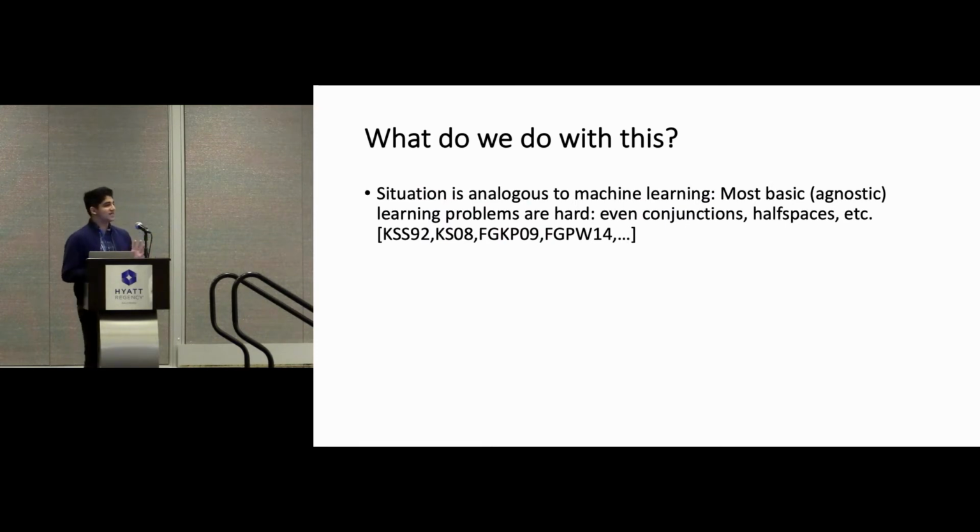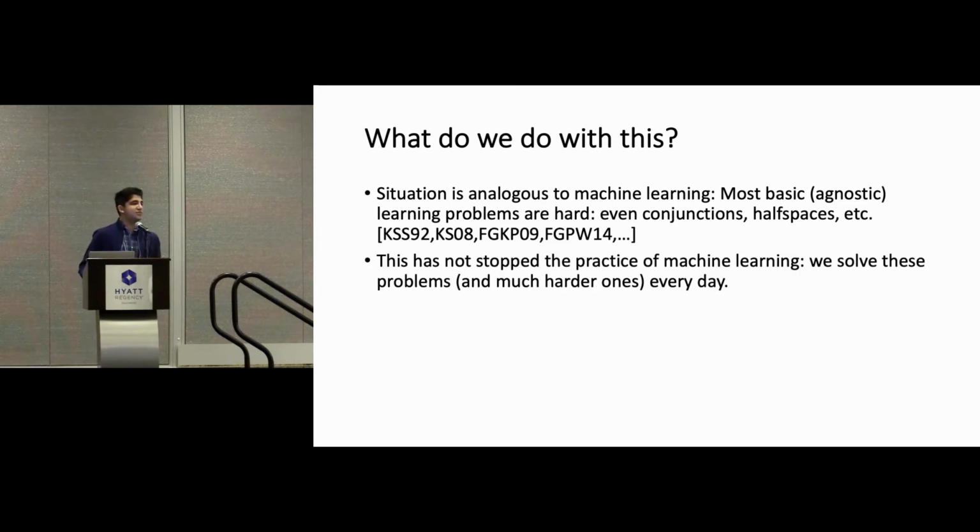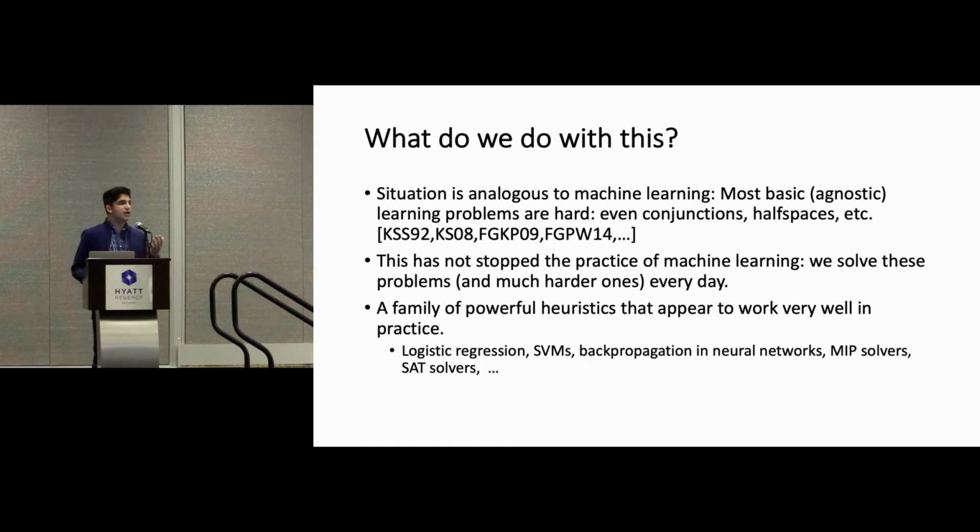So let's take a step back and draw an analogy to the situation in machine learning, where again, the basic learning problems are computationally hard, agnostic learning problems, even for things like conjunctions and half spaces, but this hasn't stopped the progress of machine learning. We still solve harder problems than this every day, and the reason we can do this is because performance is empirically verifiable. We can solve a problem, produce a model, and check the accuracy.